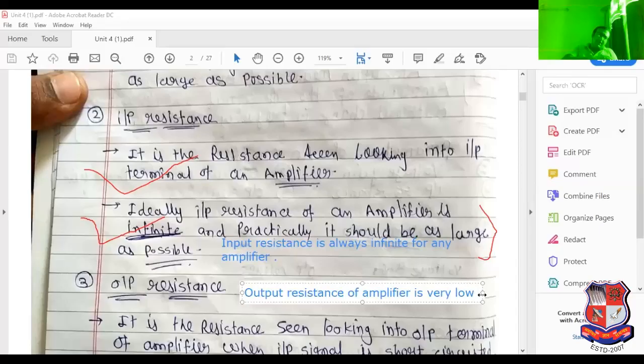Microphone can be considered as the input side, but loudspeaker can be considered as the output side. Loudspeaker resistance is always present in terms of 50 ohm, 60 ohm, like that. Practically it can be present in terms of 50 ohm and 60 ohm. So loudspeaker resistance can be matched with the output side if and only if output resistance is low.